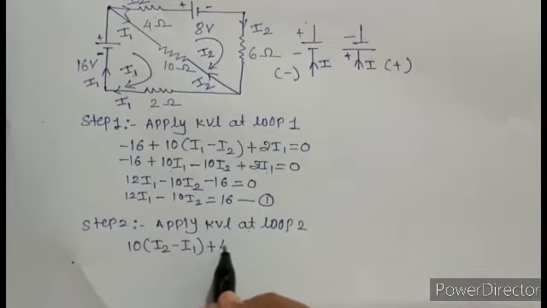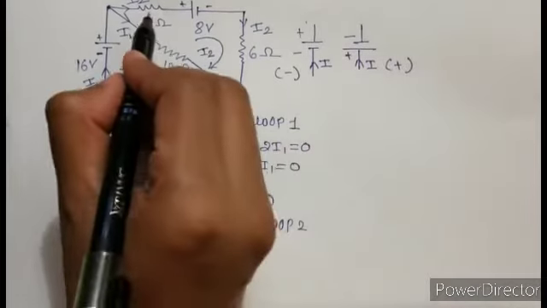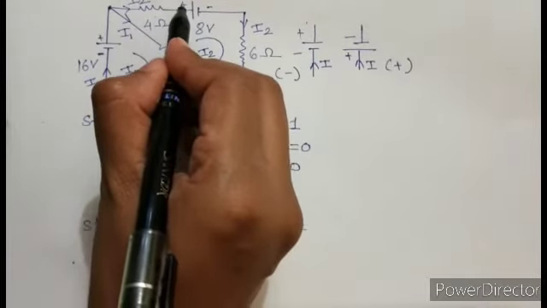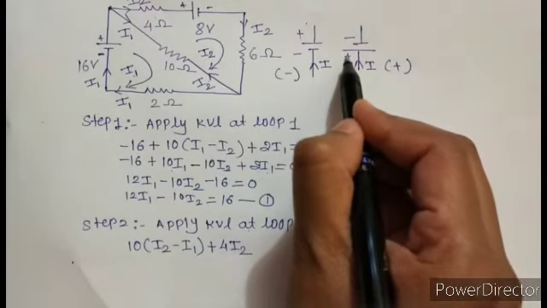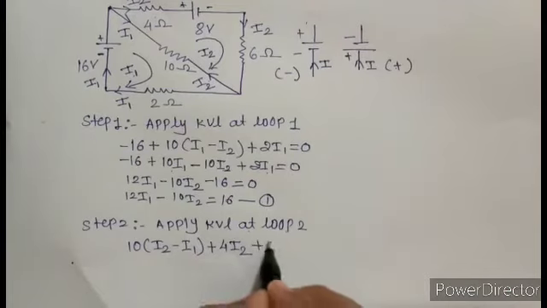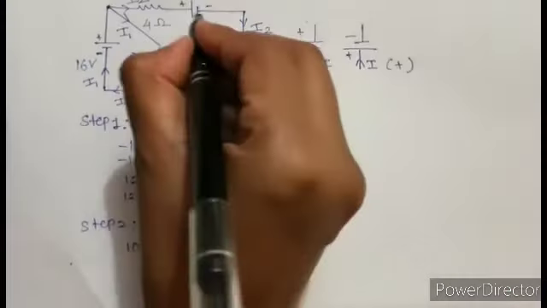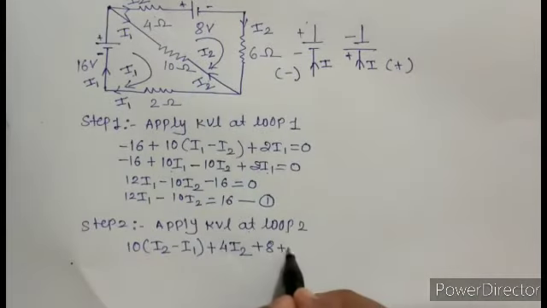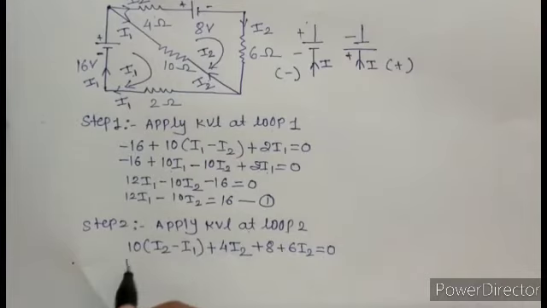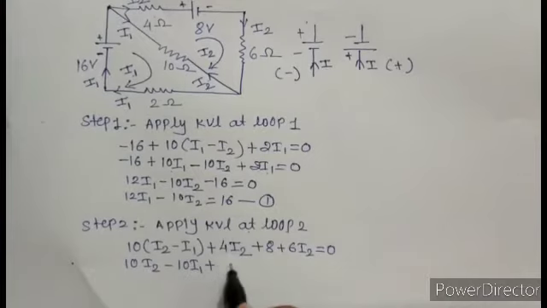ohm resistance, so 4 into I2. Again it passes through the 8 volt, लेकिन आप यहाँ देख रहे हो वो पास हो रहा है प्लस पोलैरिटी से। जब करंट प्लस पोलैरिटी से पास होता है तो हमें वहाँ पे प्लस कंसिडर करना है, सो प्लस 8. Then again this current passes through the 6 ohm resistance, plus 6 into I2 is equal to 0. Solve this bracket: 10 into I2 minus 10 into I1 plus 4 into I2 plus 8 plus 6 I2 is equal to 0.